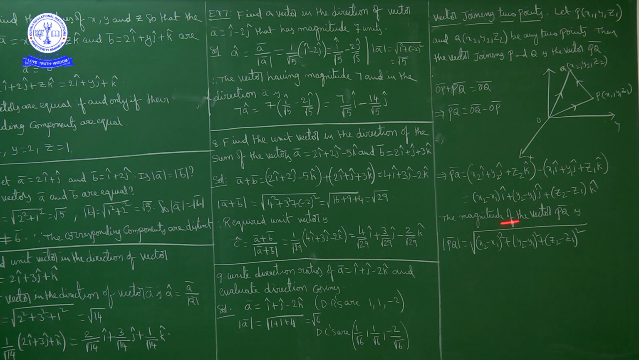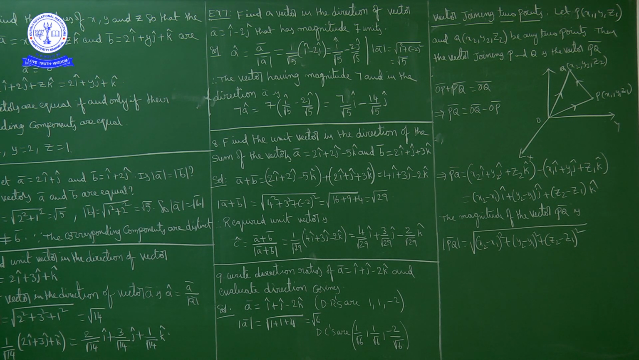Also, the magnitude of vector PQ bar is the square root of (x2 minus x1) whole square plus (y2 minus y1) whole square plus (z2 minus z1) whole square. This is the magnitude of vector PQ bar.